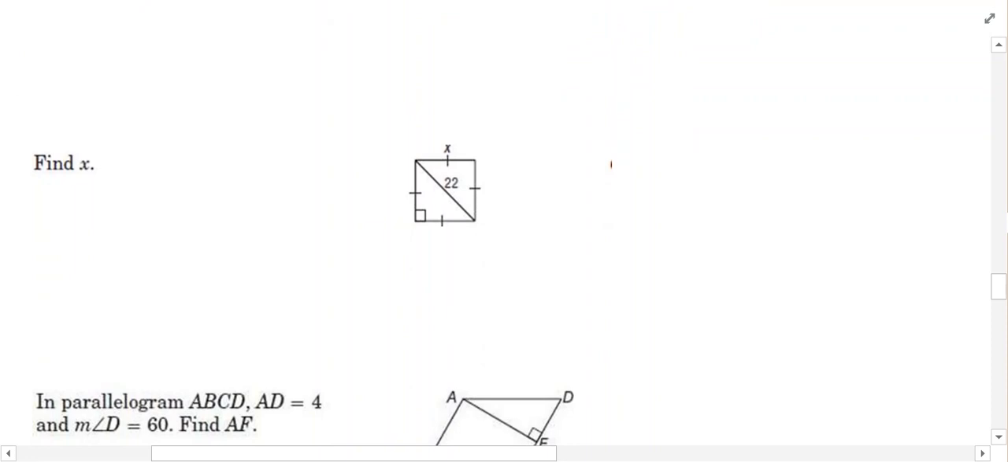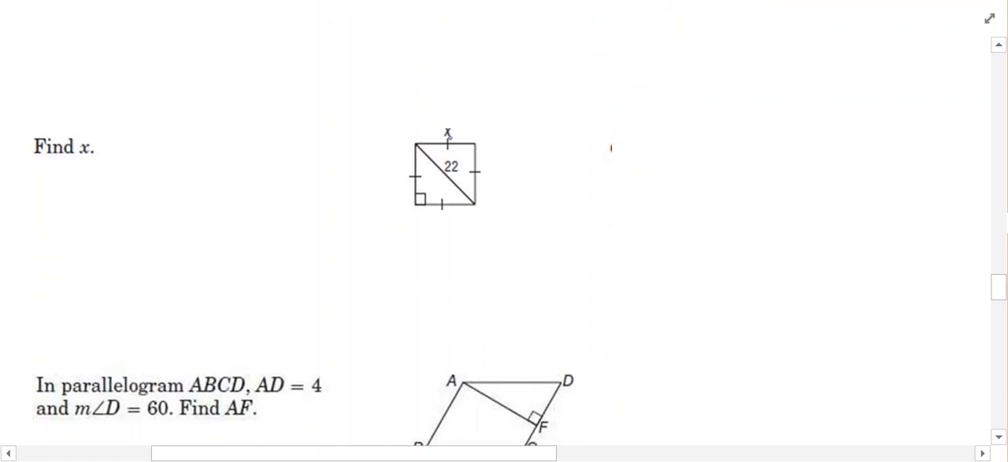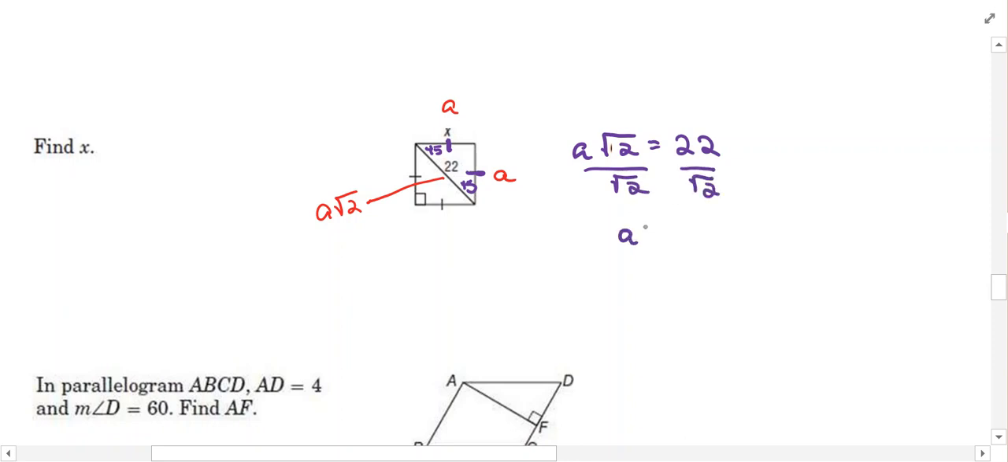For the next problem, problem number 12, if the two sides are congruent, we know we have a 45, 45, 90 triangle. So the sides would be A, A, and A rad 2. So if we know that A rad 2 equals 22, to solve for A, I would divide both sides by rad 2. I have A equals 22 divided by rad 2.